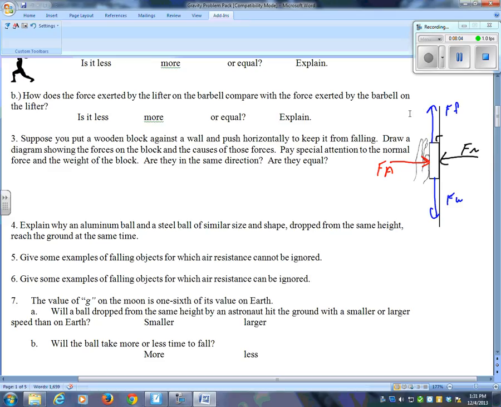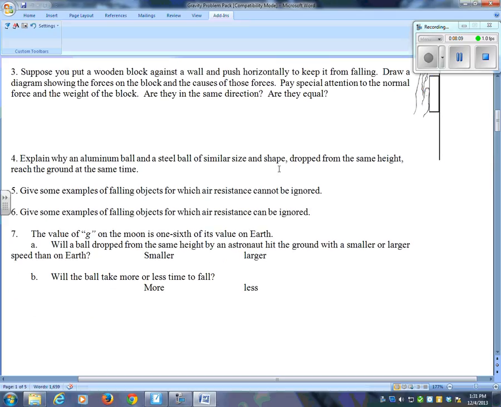Okay. Explain why an aluminum ball and a steel ball of similar size and shape, dropped from the same height, reach the ground at the same time. Surface area is practically the same. They are of similar size and shape. They're going to plow through things pretty much the same. And acceleration is the same for all objects, isn't it? They will reach their terminal velocity at the same time.